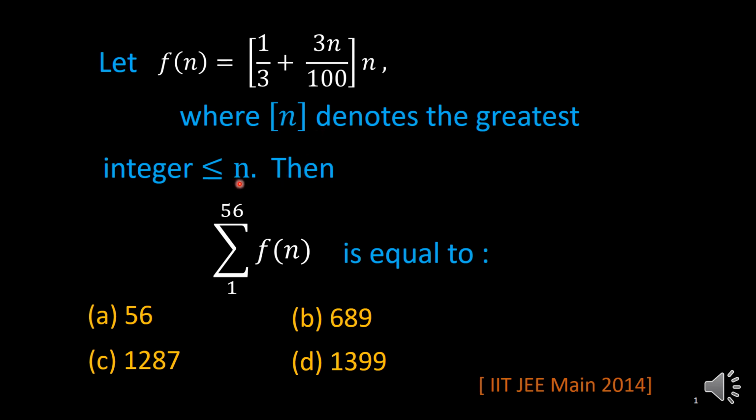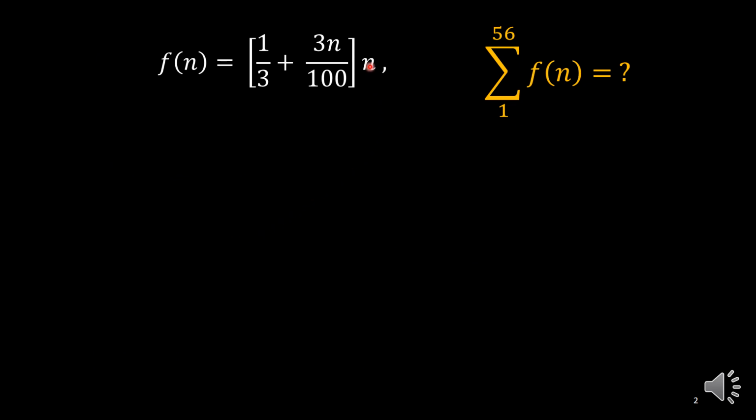In this video, we are going to discuss this problem. This problem appeared in the IIT Main exam in 2014. Look at the problem carefully. One function is mentioned here, f of n, and we need to find the summation of f of n for n equal to 1 to 56. So this is the problem. The function is this one, and we need to compute this summation.